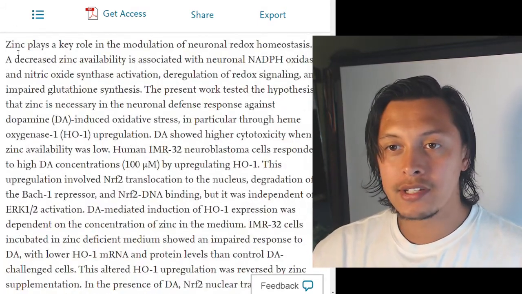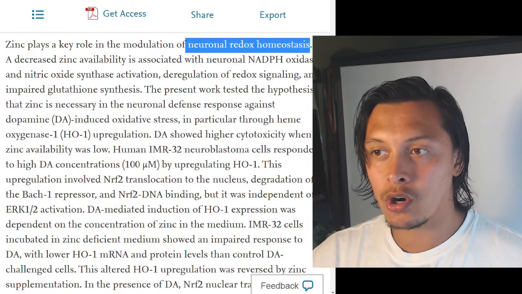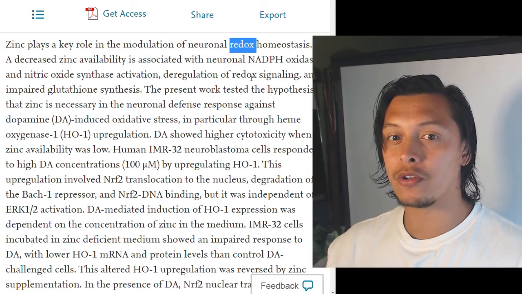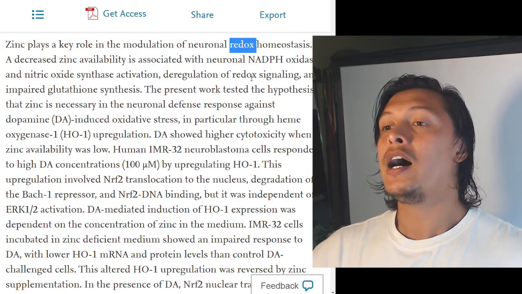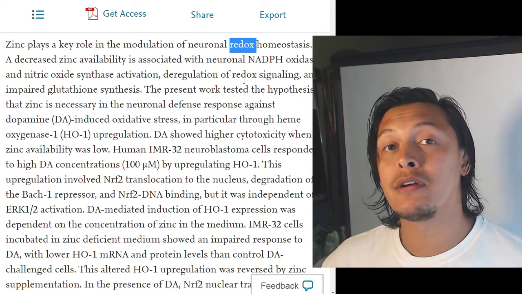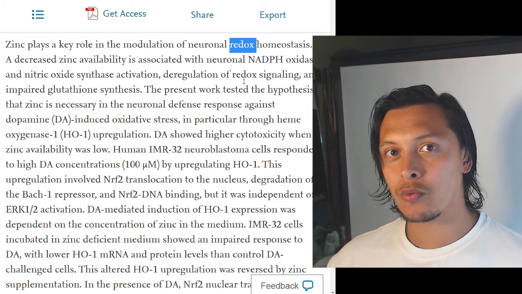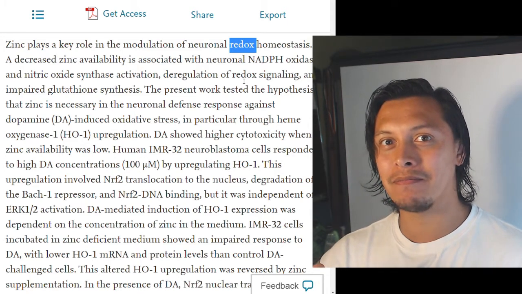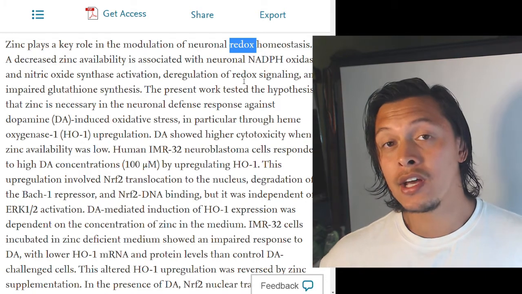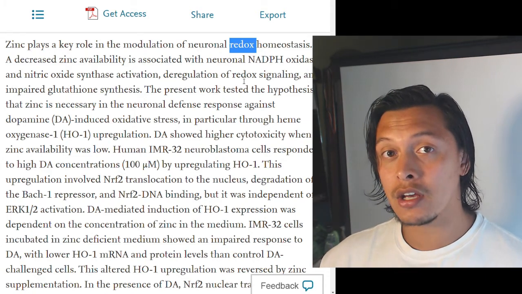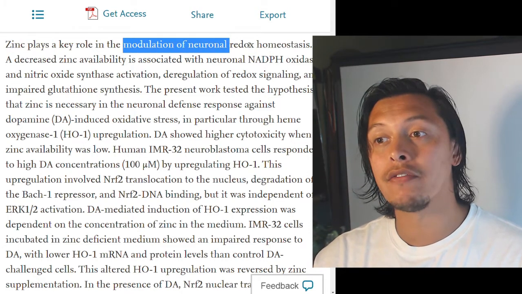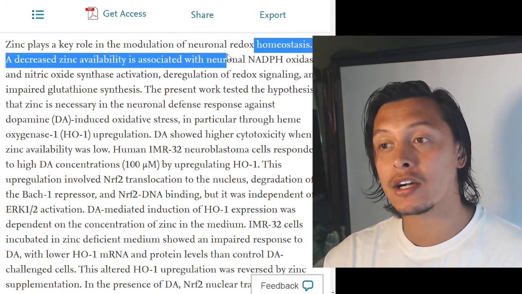So, abstract. Zinc plays a key role in the modulation of neuronal redox homeostasis. So redox, these are reduction and oxidation. You can have oxidizers and you can have reducers, and your cells, just by living, will be producing reactive components. So you have redox or reduction oxidation homeostasis that has to be maintained within the cell for the cell to survive properly. And in fact, sometimes the cell can use the dysregulation of redox to initiate apoptosis or cell death. So zinc is playing a key role in the modulation of the neuron's ability to maintain redox homeostasis.